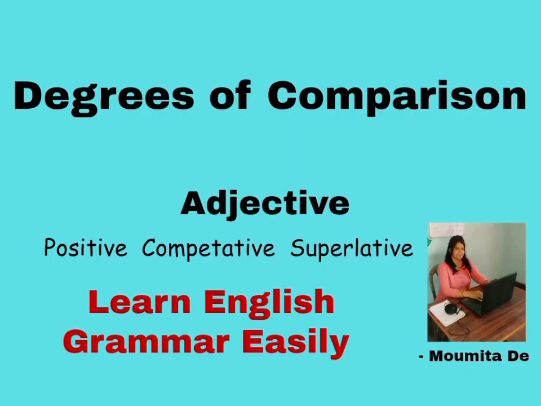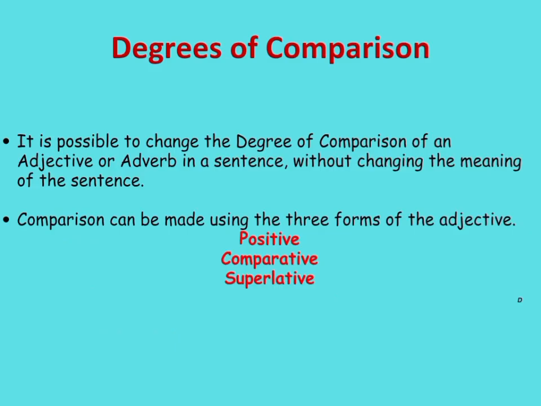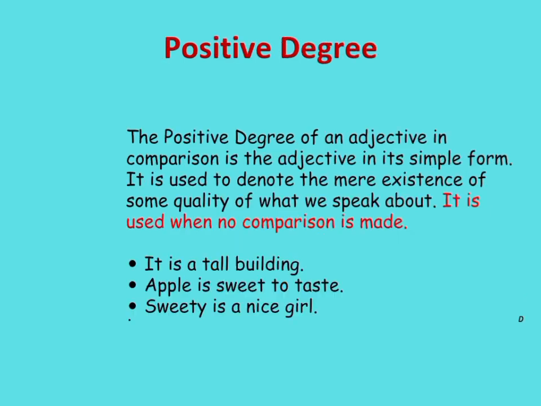In this session, we will discuss the English grammar chapter adjective and the degrees of comparison. It is possible to change the degree of comparison of an adjective or adverb in a sentence without changing the meaning of the sentence. Comparison can be made using three forms of adjectives: positive, comparative, and superlative.